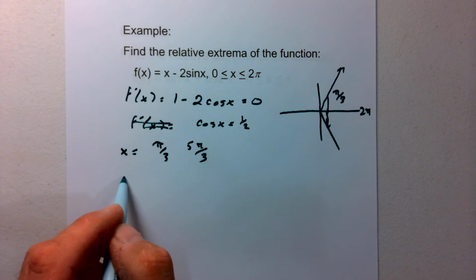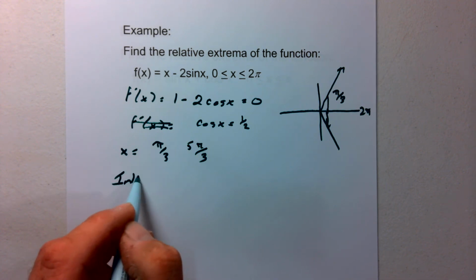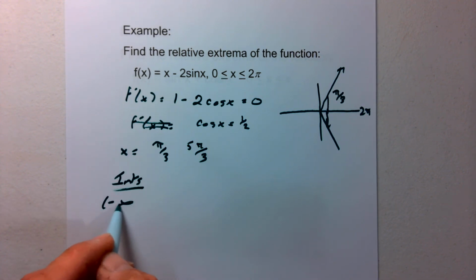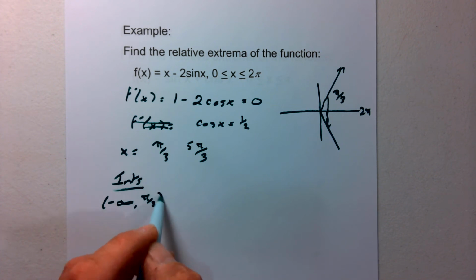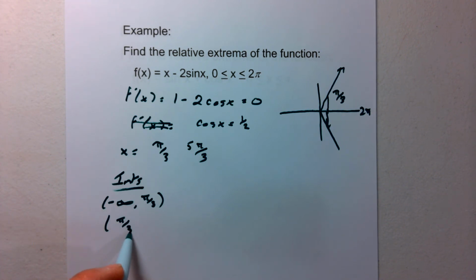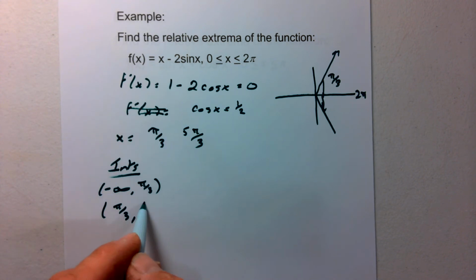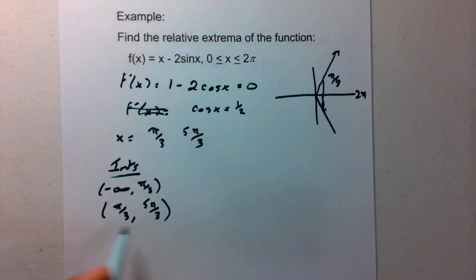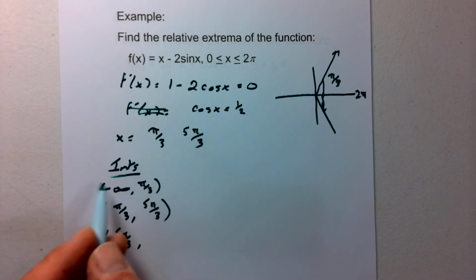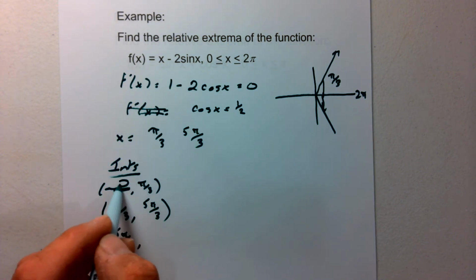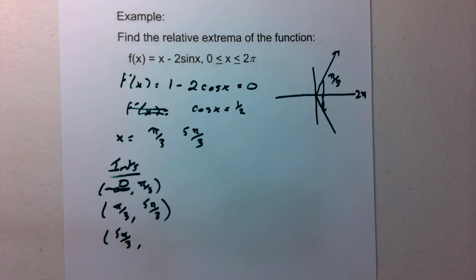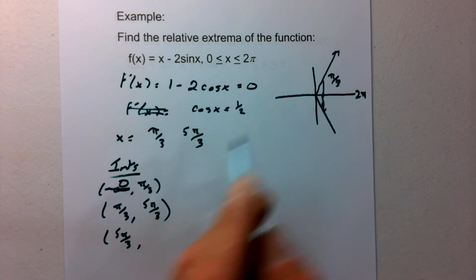So we're going to go ahead and test on our intervals. We're going to go from negative infinity to pi over 3, pi over 3 to 5 pi over 3, and then 5 pi over 3. Oh, actually, we don't need to go to negative infinity, do we? Since we're on the interval 0 to 2 pi, we can go from 0, and then from 5 pi over 3 we can go to 2 pi.